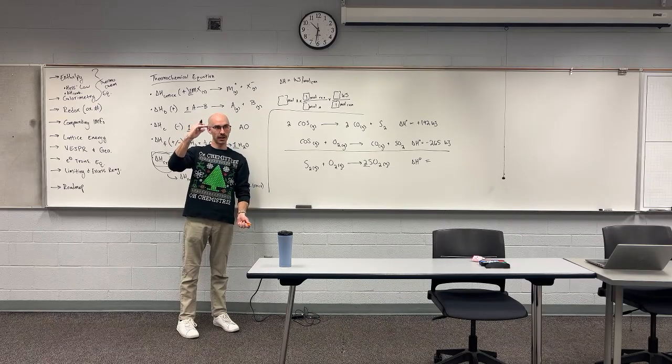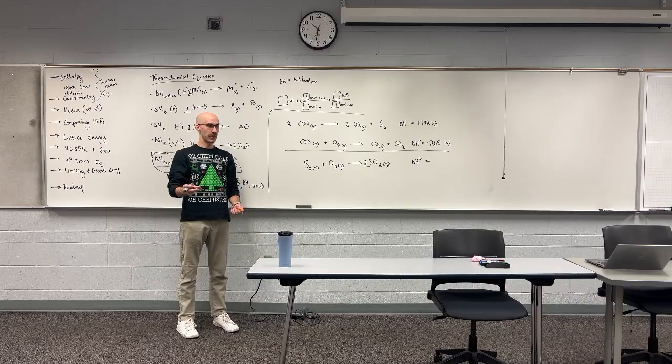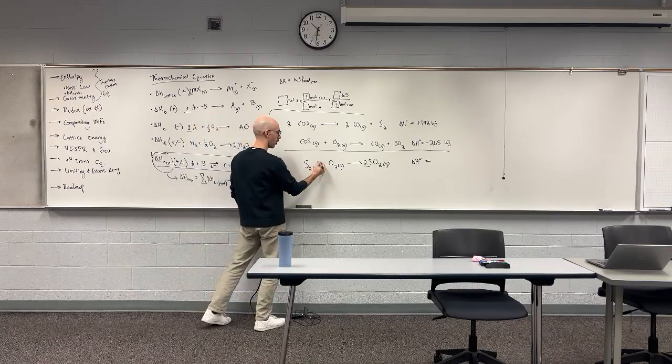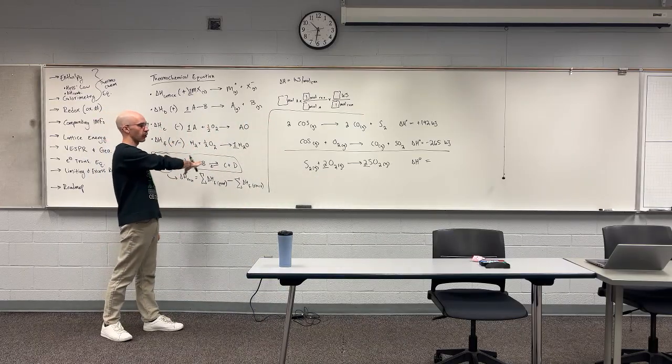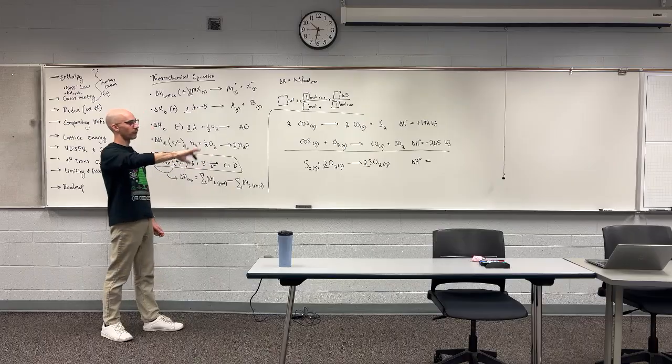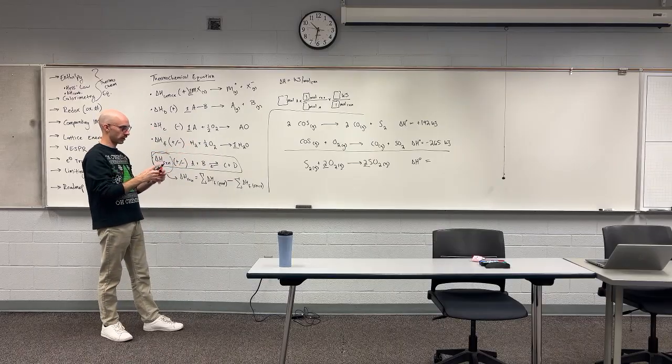Do you guys still have your accounting system to help you keep track of this if you're not quite there yet? Good. Know how to go through this nice and slow so that you can verify what you're looking at. Now I've got 2 sulfurs on the left, 2 on the right, 4 oxygens on the right, 4 oxygens on the left.